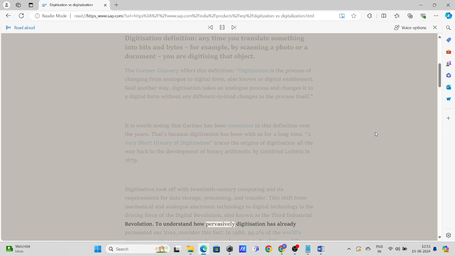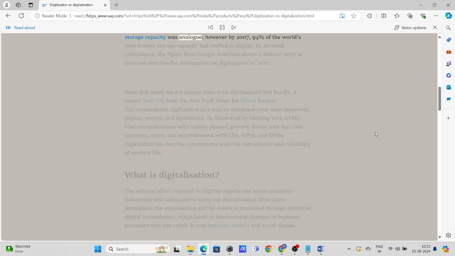To understand how pervasively digitization has already permeated our lives, consider this fact. In 1986, 99.2% of the world's storage capacity was analog. However, by 2007, 94% of the world's information storage capacity had shifted to digital. By no small coincidence, the figure from Google Analytics shows a distinct drop in internet searches for information on digitization by 2007. Does that mean we are almost done with digitization?